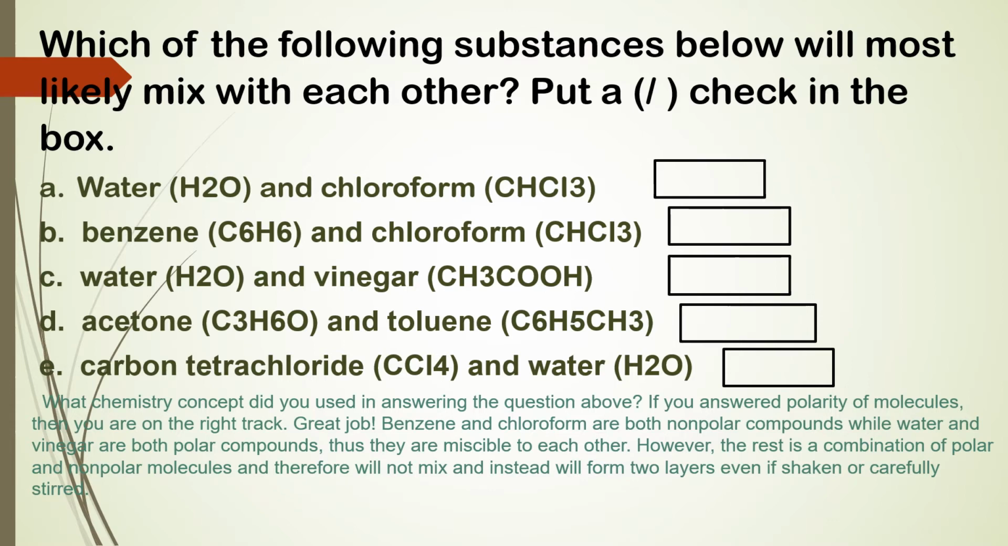Benzene and chloroform are both nonpolar compounds, while water and vinegar are both polar compounds. Thus they are miscible with each other. However, the rest is a combination of polar and nonpolar, and therefore it will not mix, and instead it will form two layers even if it is shaken carefully or stirred properly.